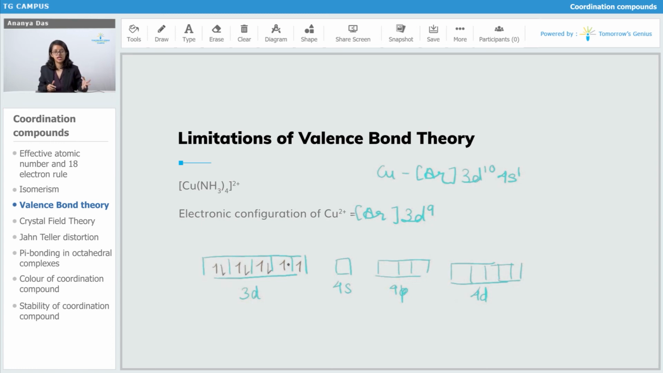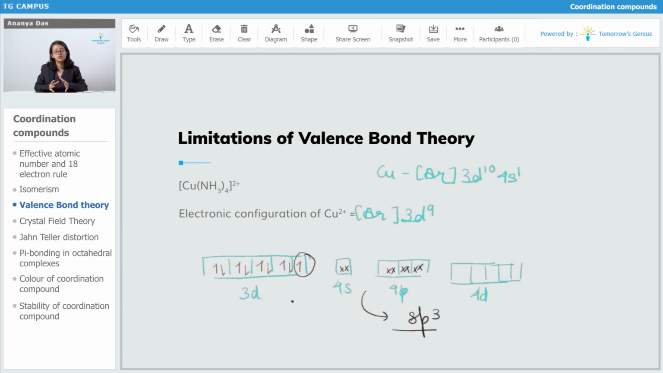There are 4 NH3, which means we need 4 orbitals. Those 4 orbitals are going to be sp3, because this electron has no ability to pair up, as it does not have another electron with the opposite spin there. According to VBT, the hybridization is sp3, but X-ray diffraction has shown that this structure is square planar and not tetrahedral. So in this complex, VBT failed.